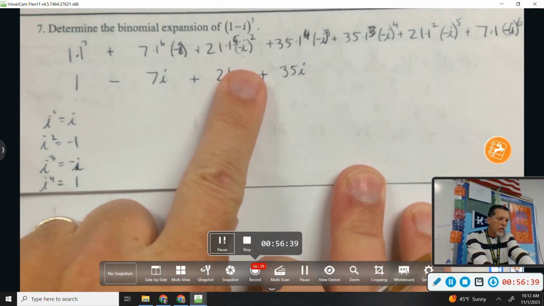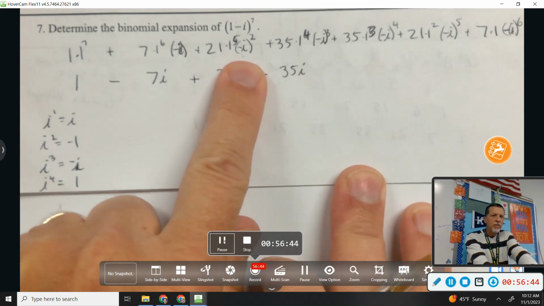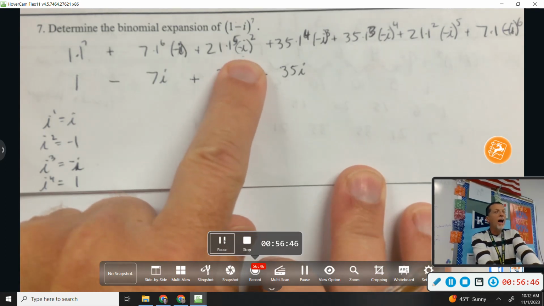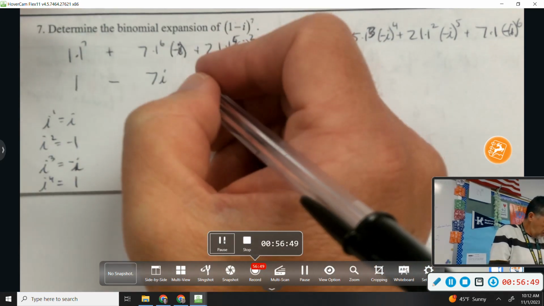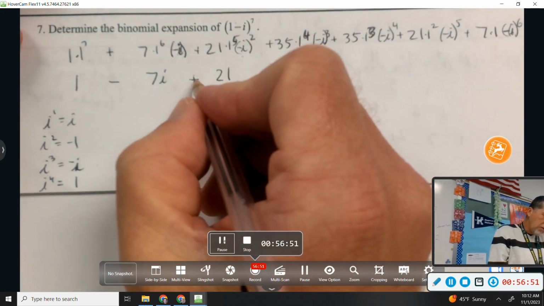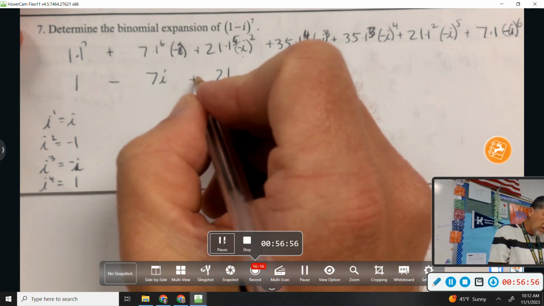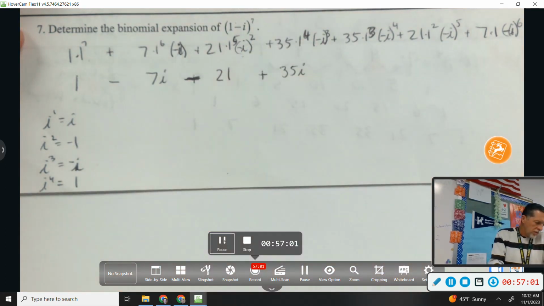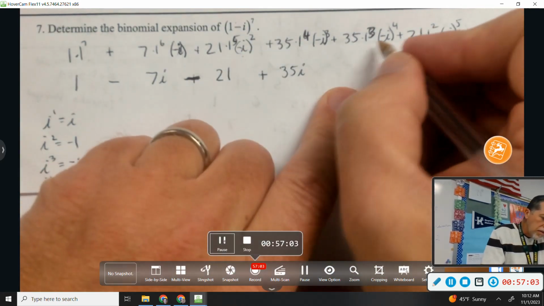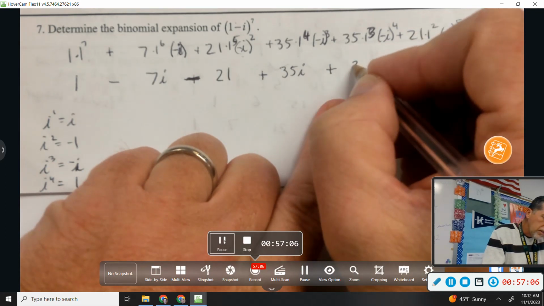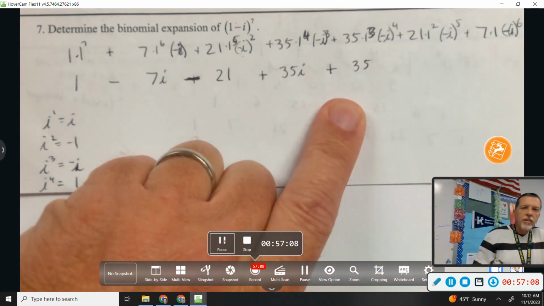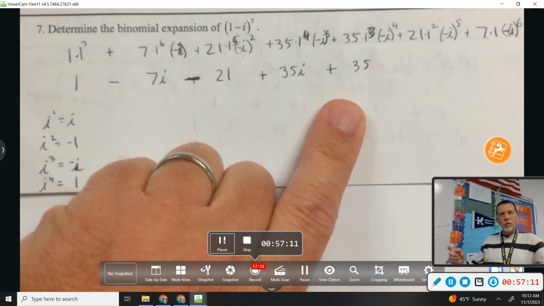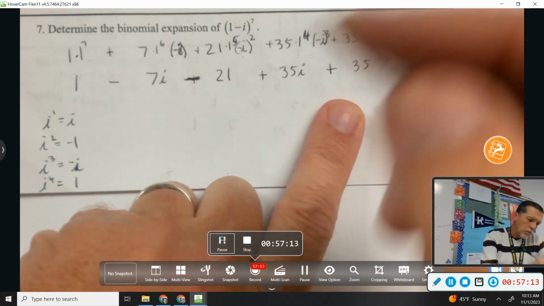Back to this one though. Back to my 21. Right? If I square the negative, I get a positive. If I square i, I get negative. So I think this is minus 21. Negative i to the fourth. Okay, well, negative to the fourth is positive. i to the fourth is 1, so that one's plus 35.